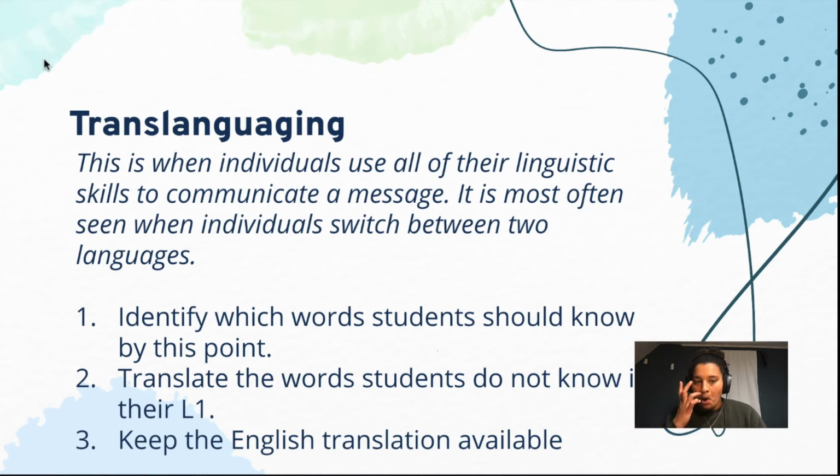So the way that you can do this is identify which words students should know at this point in the lesson. So in this case, I would refer back to the words that I explicitly taught and keep those words in English. Then I would translate the words that students do not know in English, and I would translate those words into their L1. It's always important that you keep the English translation available as well. So again, students are constantly making those connections between the target language and their native language.